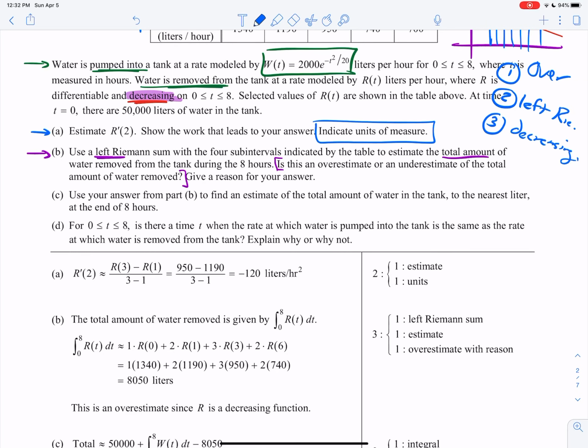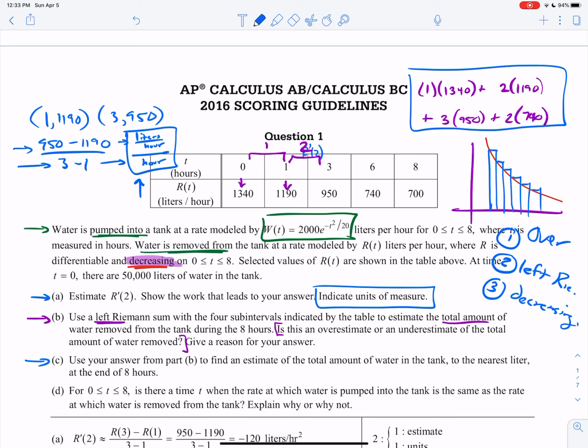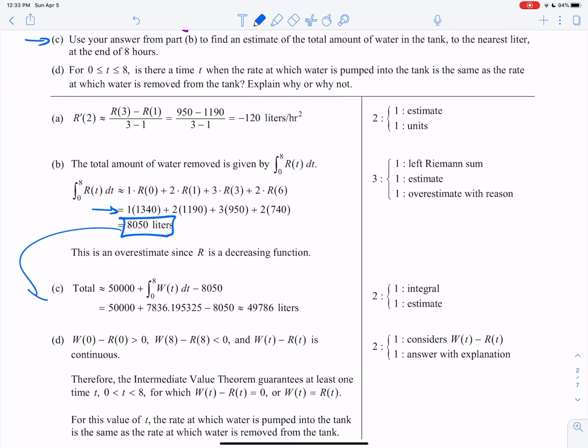Cool. Okay, here's part C. Use your answer from part B to find an estimate of the total amount of water in the tank at the end of 8 hours. Okay, so back up to here. We could leave it like that, equal is equal, but part C does require you to use your answer there. So what I recommend you guys doing is when you get to part C, then compute. You do have a calculator. Compute this in part C. Okay? So here's what we're going to do.